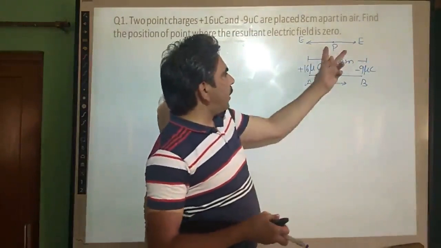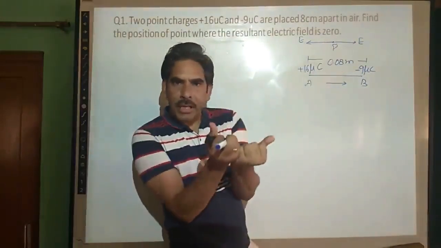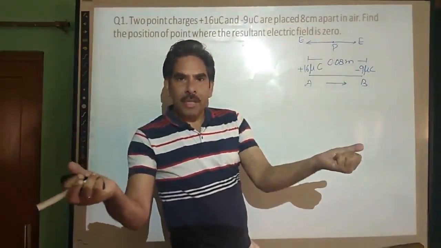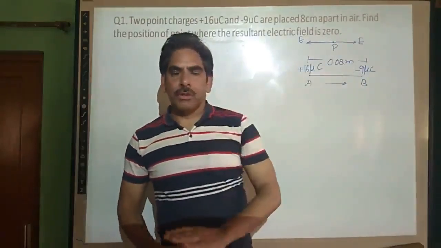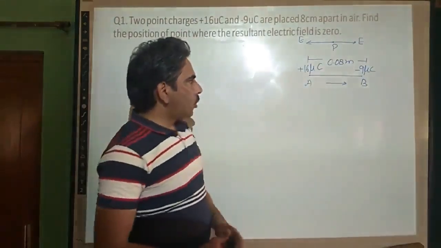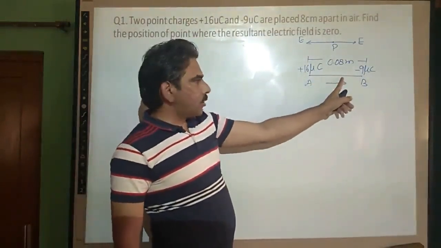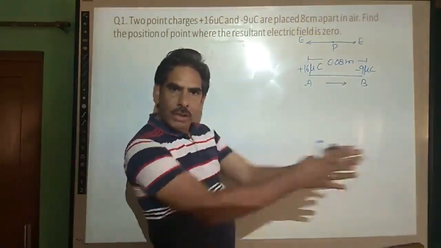In this situation, whenever at that point two electric fields are equal in magnitude but opposite in direction along the same line of action, only then the net electric field at this point will be 0, which is called the resultant electric field. So the first situation is that in between the two charges there can be no point where the electric field is 0, because both electric fields are along the same direction.